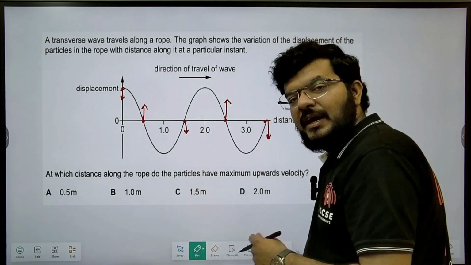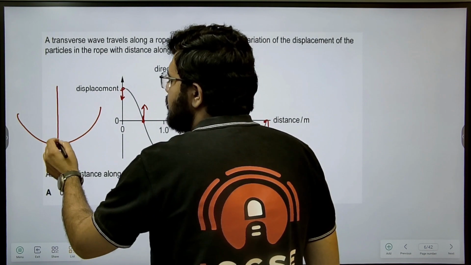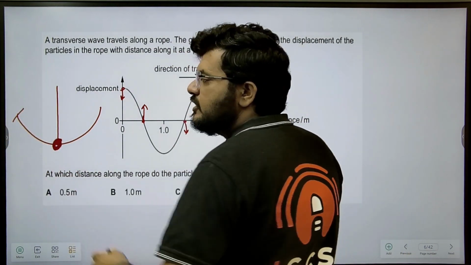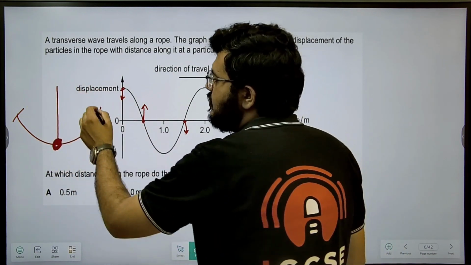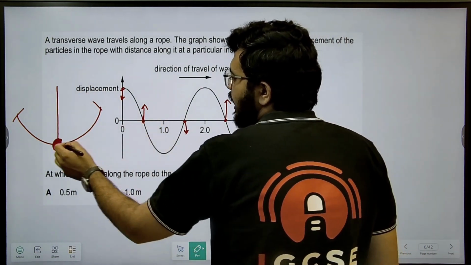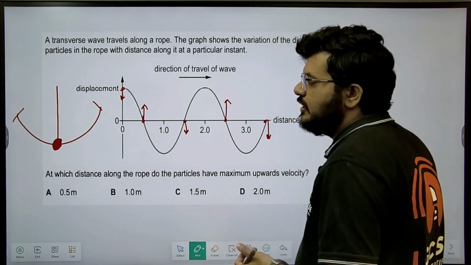Now if you imagine a pendulum, what will happen? It will have the maximum velocity at its equilibrium position. Here its velocity is decreasing, finally becomes zero at extreme position, again decreasing, zero at extreme position. So at equilibrium it has the maximum kinetic energy, least potential energy.